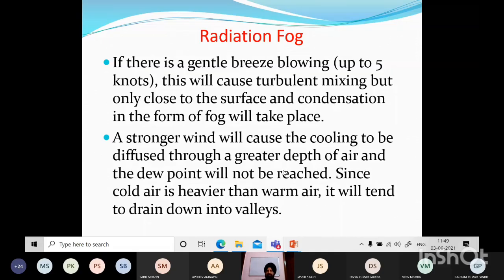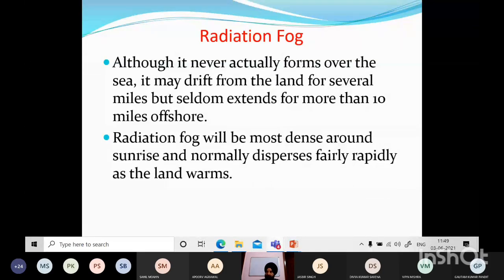So naturally, if you look down in the valleys, a complete blanket of fog will be seen. Although it never actually forms over the sea, it may drift from land for several miles, but seldom extends for more than 10 miles offshore. So if your sea coast is close to high mountains, there is a possibility that this can drift down, but again it is restricted only to the coastal areas.